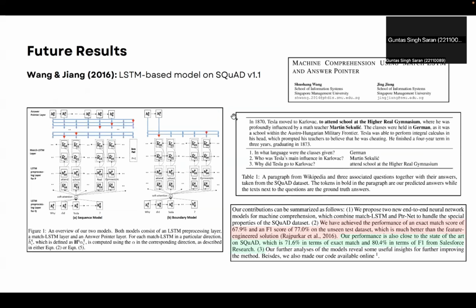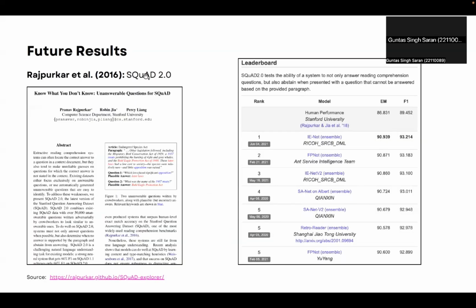Talking about the future aspects, only a month after this paper was released, someone used an LSTM-based model to do predictions on this SQuAD, and they got an F1 score of 77% on it. In the coming years, they also released SQuAD 2.0, and you can see that people have made better and better models using attention and all, and they have beaten the human F1 score and achieved 93%.